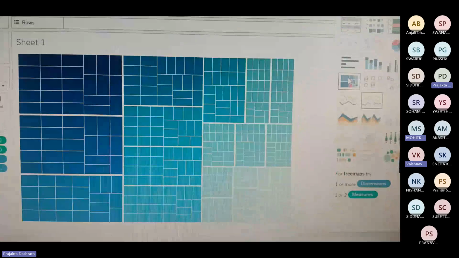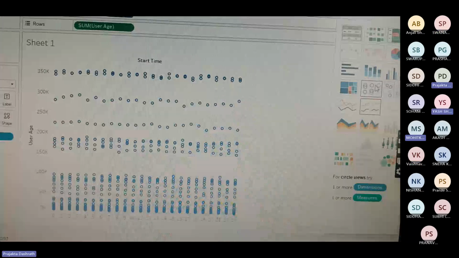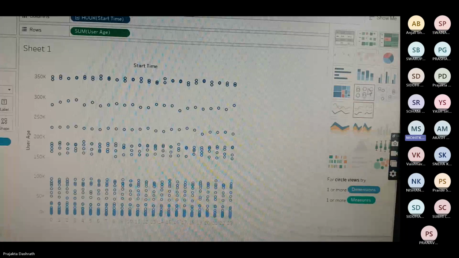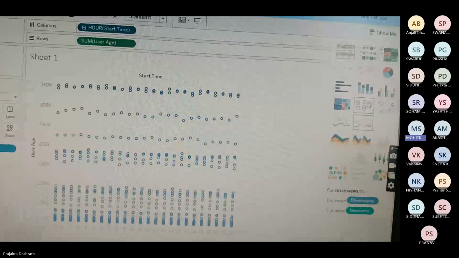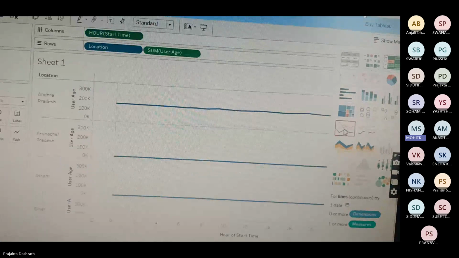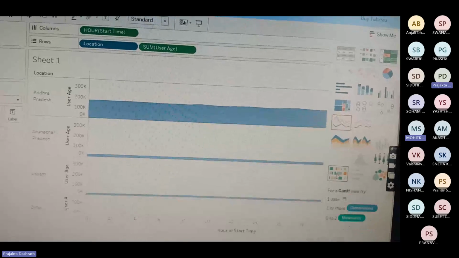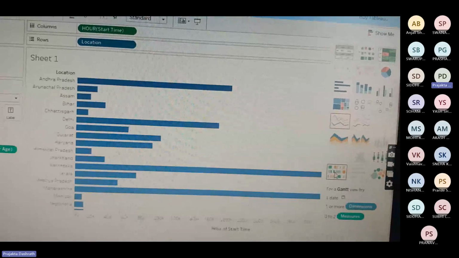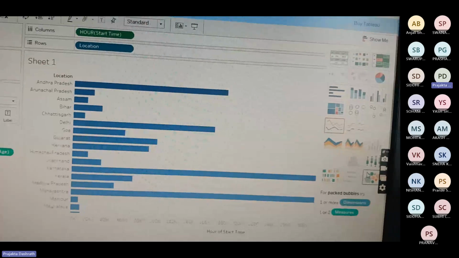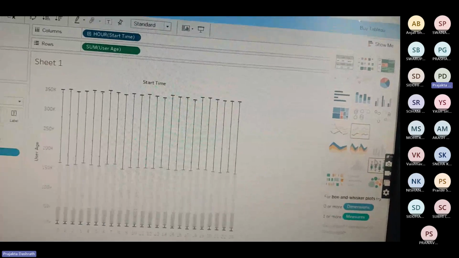This is, identify the chart. Tree maps. Very good. Tree maps. This is circle view. Circle view. Good. Line, area, and now Gantt chart. This is bubble chart. This is box plot.